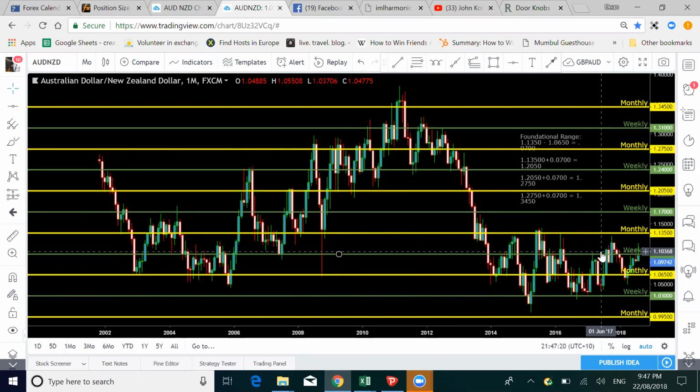Now, it is important that you label your lines, your support and resistance lines, because when we start to scroll into the 4-hour, 1-hour time frame, all you'll have is just a yellow line coming across your page or a green line coming across your page.